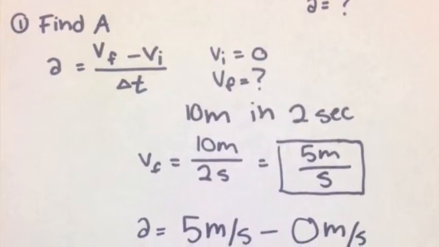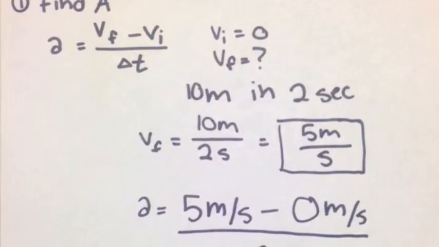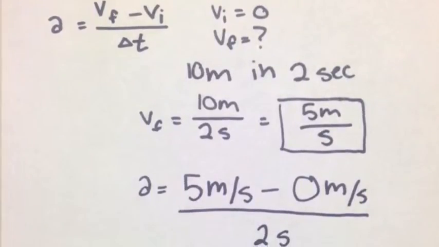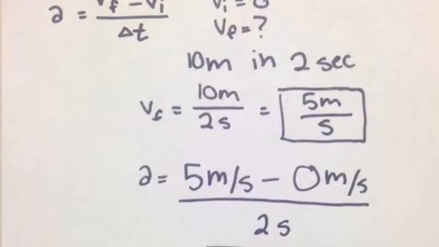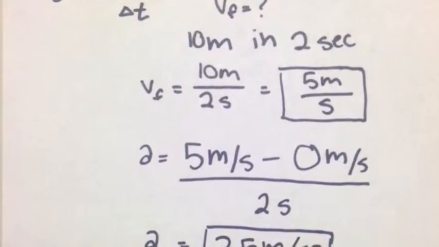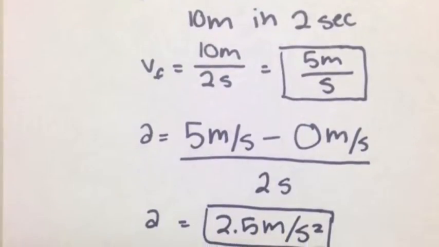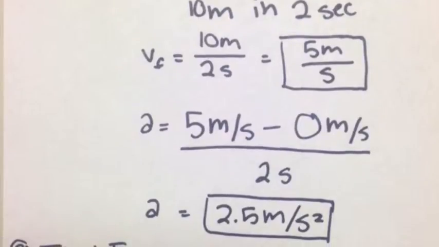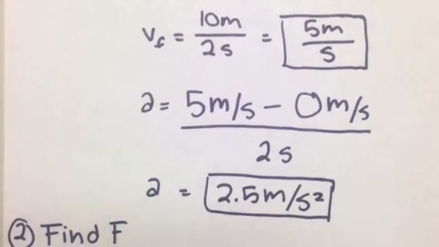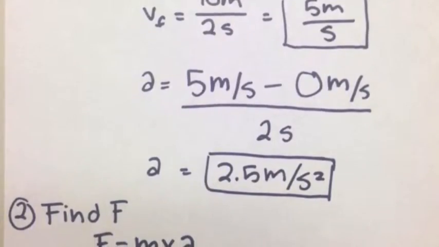So first off, finding the acceleration. Acceleration is the final velocity minus initial velocity over the change in time. We know our initial velocity is 0 meters per second. Our final velocity we figured out was 5 meters per second. Then finding the acceleration, 5 meters per second minus 0 meters per second over 2 seconds equals 2.5 meters per second squared. Then on to finding F.